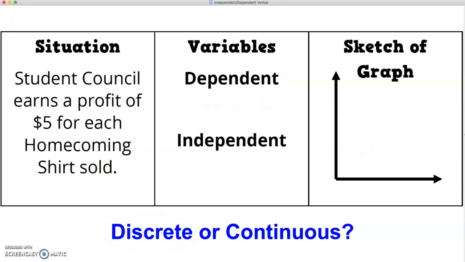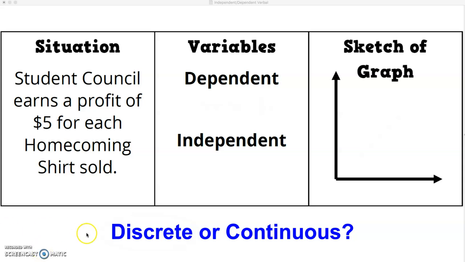In this one, we're given the situation, which is student council earns a profit of $5 for each homecoming shirt sold. So we have to figure out our missing information. First, let's identify our variables. Looking at this situation, we need to ask ourselves the question, what thing depends on another thing? So here we're really talking about profit and number of shirts. So we have to ask ourselves, do the shirts depend on the profit, or does the amount of profit depend on the number of shirts?